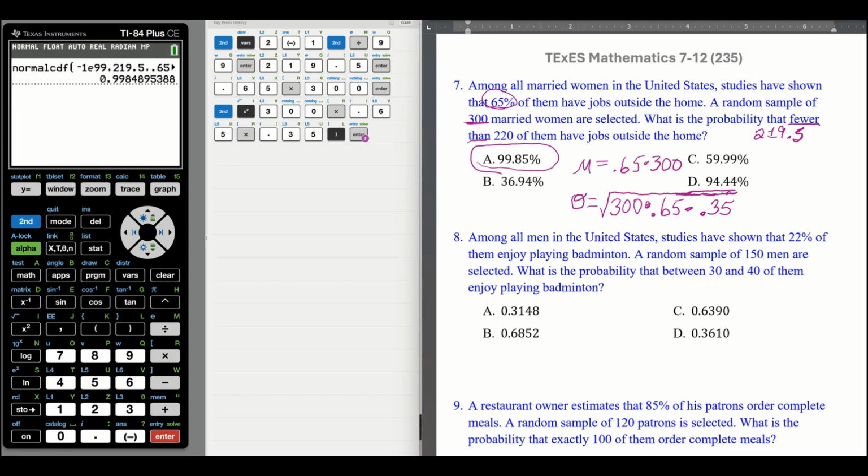A random sample of 150 men, okay, there's our percentage, are selected. What is the probability that between 30 and 40 of them enjoy playing badminton? Okay, we're talking about humans again, so this is a discrete calculation. So we will have to make our adjustment. Remember, that's plus or minus 0.5.